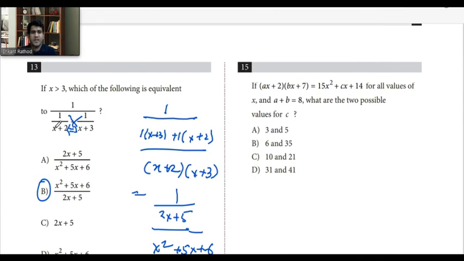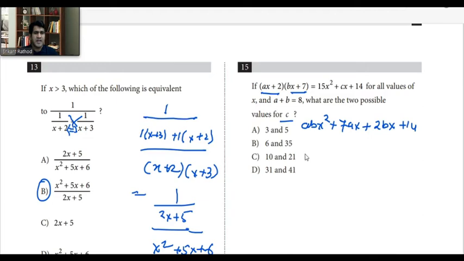Okay, so if ax plus 2 times bx plus 7 is equivalent to 15x square plus cx plus 14, for what value of x and a plus b is equals to 8, what are the two possible values of c? So this is again a polynomial expression. Just distribute these values here. Ax times bx can be written as abx square plus ax times 7 is going to be 7ax plus 2 times bx is going to be 2bx plus 14. So this equation is equivalent to, they are saying 15x square plus cx plus 14.